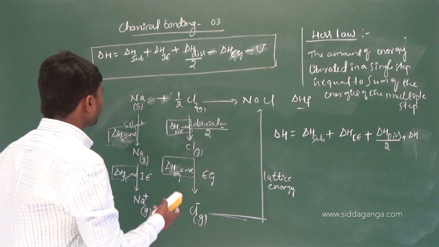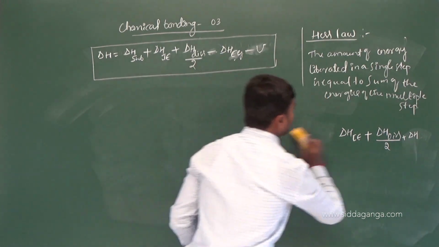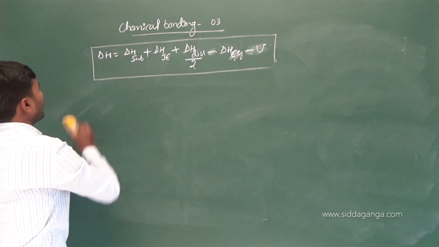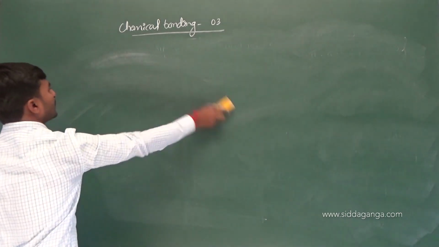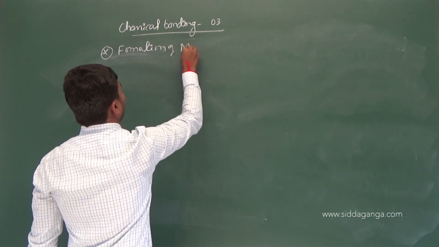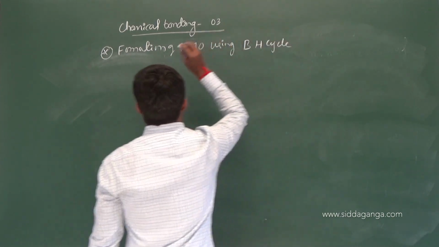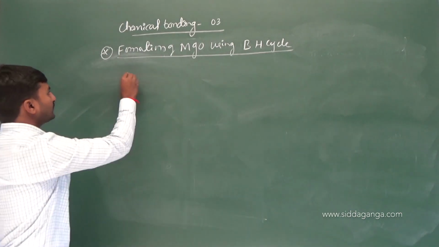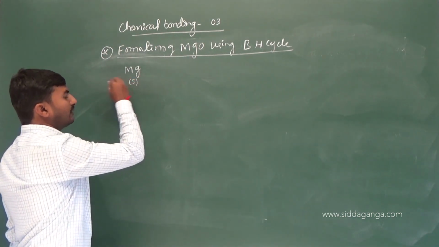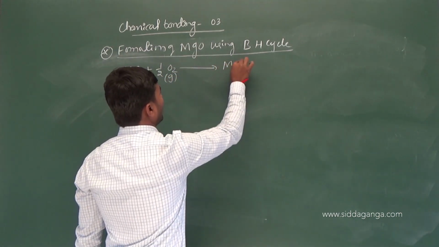Okay, next, is it clear? Next, we will move on to one more example, that is the formation of MgO, magnesium oxide, using the Born-Haber cycle, where according to the enthalpy of formation, the element should exist in its pure state, plus half O2 in a gaseous state, it will become MgO.